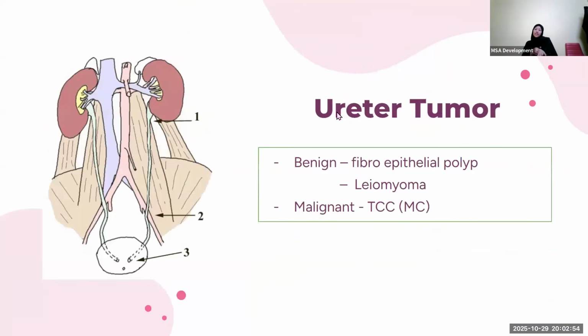And the other thing is tumors. We mentioned kidney tumors, we mentioned bladder tumors. This is in between, ureter tumors. Benign ones are things like polyps and, the same as the bladder, leiomyoma. Oma and polyps are benign. The most common malignant tumor in the ureter is transitional cell carcinoma, same as the bladder. Bladder and ureter, transitional cell carcinoma. Kidney, renal cell carcinoma is the most common.